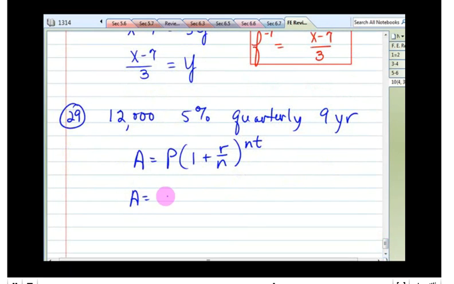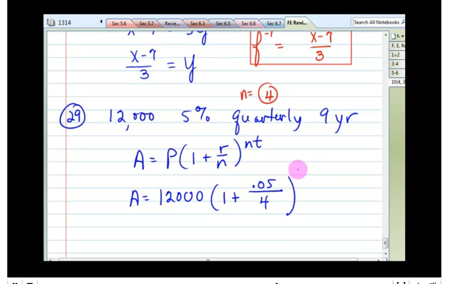So we're just going to plug in. A is 12,000 times (1 plus 0.05, turn that into a decimal). What is n in our question? Anybody? T is the time. n is 4. You get it from how many times it's compounded. If it's quarterly, it's 4. If it's semi-annually, it's 2. If it's monthly, it's 12. Remember that. So we have 0.05 over 4 raised to the 4 times 9.